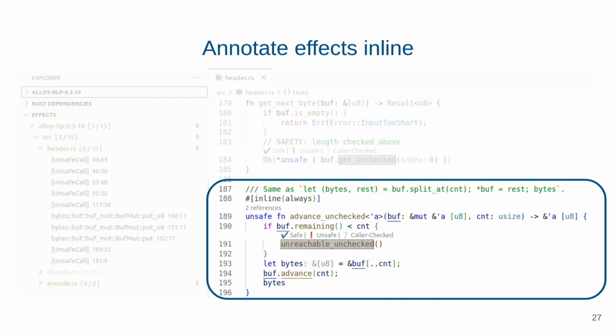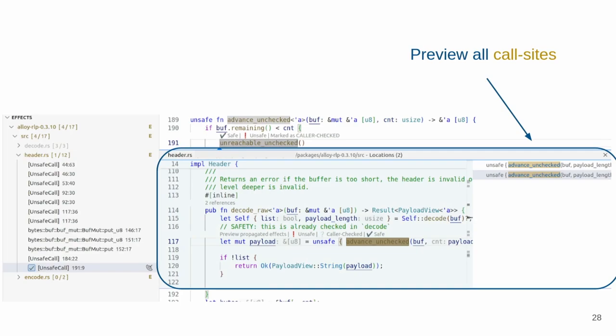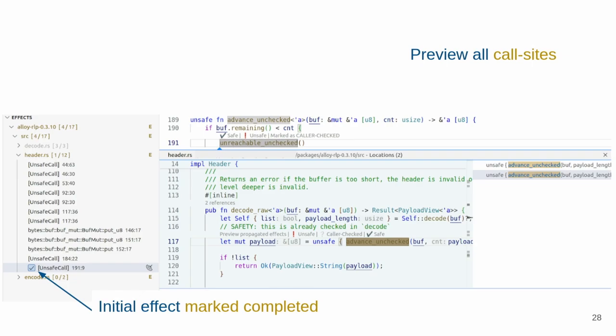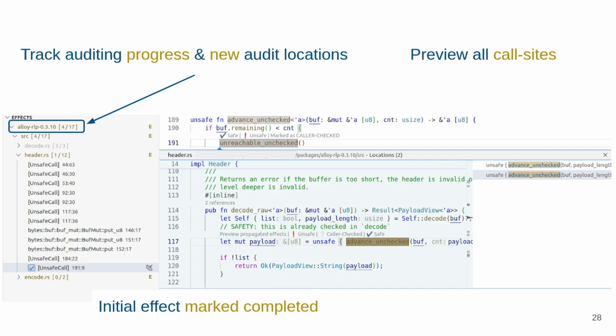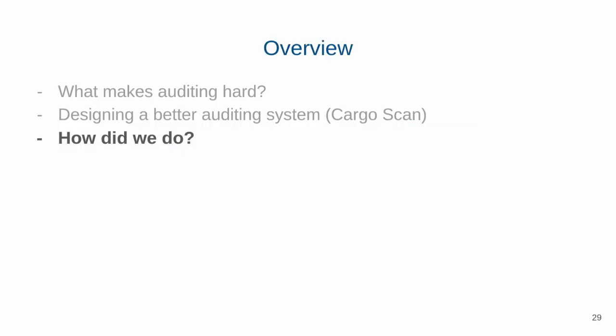So if we go back to our example with unreachable unchecked, this is a color checked effect because it depends on buff and count, and if we mark it as such, then CargoScan presents a preview window with all the call sites that this effect is propagated to. We can see that the initial effect is marked as completed, and we can further track our progress and see that two new audit locations were added. So let's see now if this approach makes things easier.